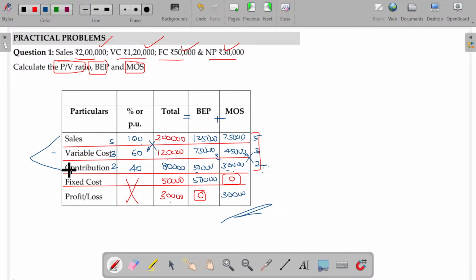And PVR is the relationship between contribution by sales into 100. So here contribution being 40 for every 100 rupees, the final answer is 40%.